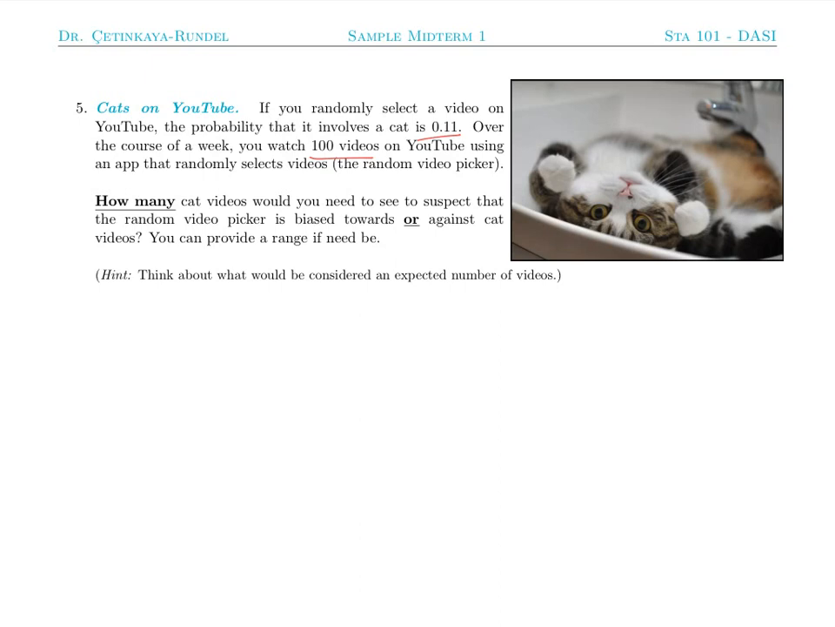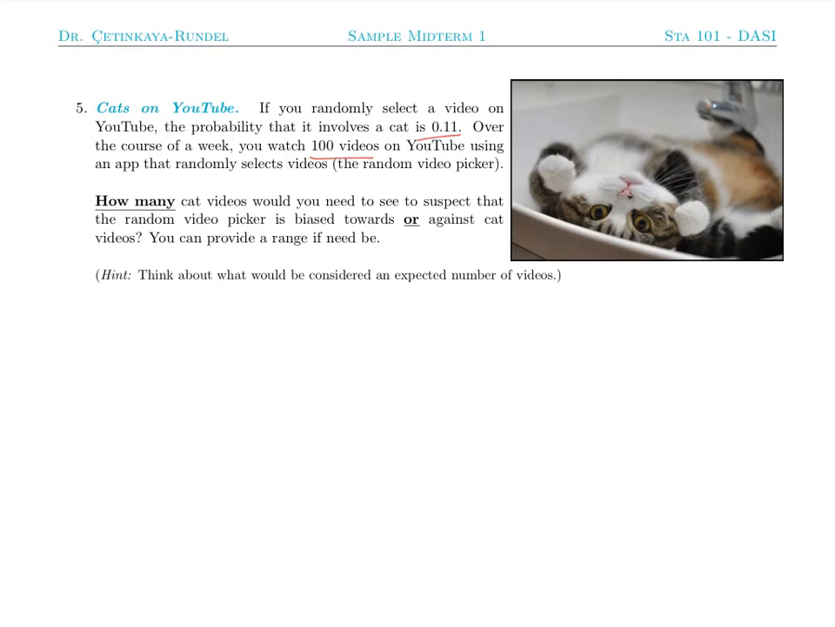So then would it be using what we just said about unusual observations? Exactly. We would be using what we said about unusual observations. If you're going beyond the range of what's usual, what is expected, then it's going to be too many or too few. So bias towards cat videos means an unusually higher number than you expected, and biased against cat videos would mean an unusually lower number than you expected.